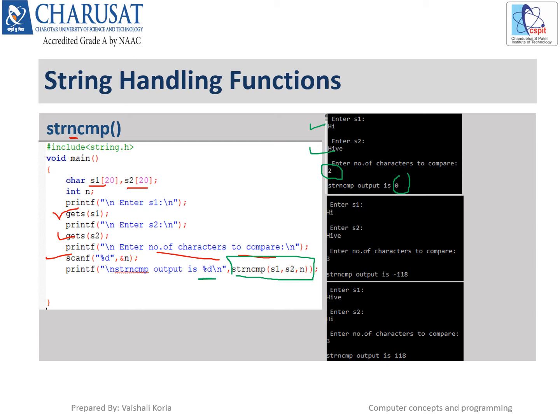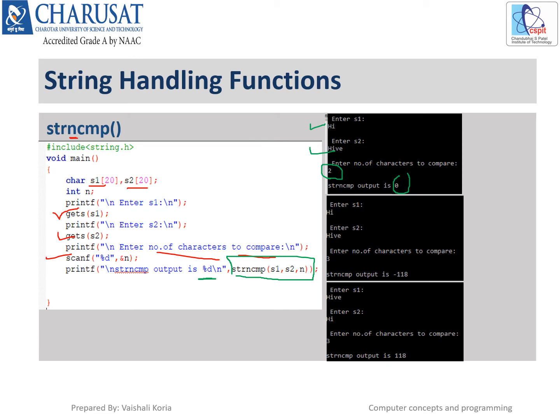So that means this function is returning an integer value. And the same rule applies, but here for n characters: if the first n characters of both the strings are the same, then it will return 0. Here you can see that the answer is 0. And we'll see what if the characters are not the same.